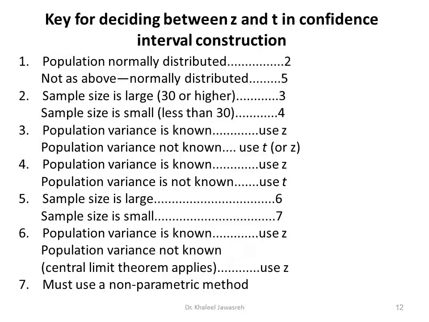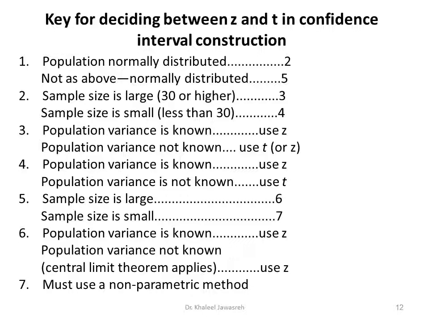So if the population is normally distributed, we go directly to number 2, which is whether the sample size is large. We do need to check whether it is higher or lower than 30. If it is not normally distributed in the first one, we go to the fifth step here, which is whether the sample is larger or less than 30.